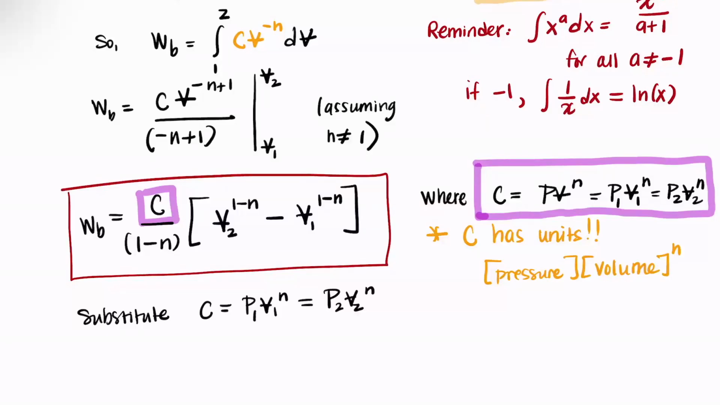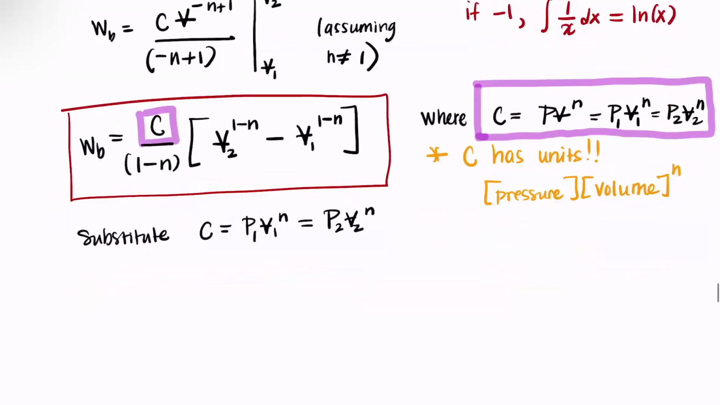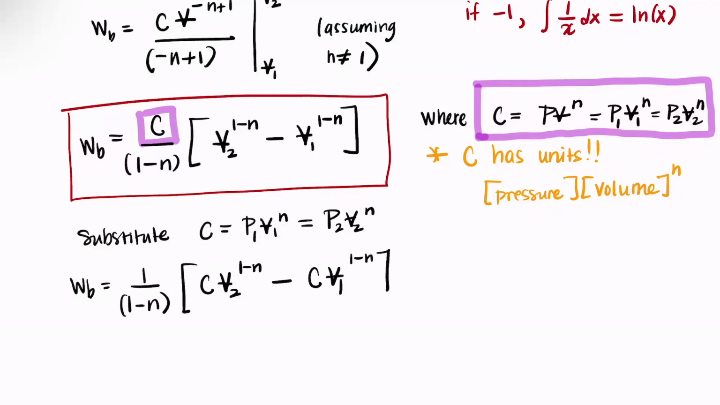I'm going to be a little bit clever about this because I'd like to group things at state 2 and state 1 together. So you'll notice that C is multiplied by volume at state 2 to the 1 minus n, and then it's also multiplied by a volume at state 1 to the 1 minus n. So I'm going to use both of these versions of C, because they're equivalent. So I'm going to write this out in a couple of steps just so it's very abundantly clear what I'm doing here. So I'm going to keep my 1 over 1 minus n out front, and then I have C times V2 to the 1 minus n minus C times V1 to the 1 minus n.